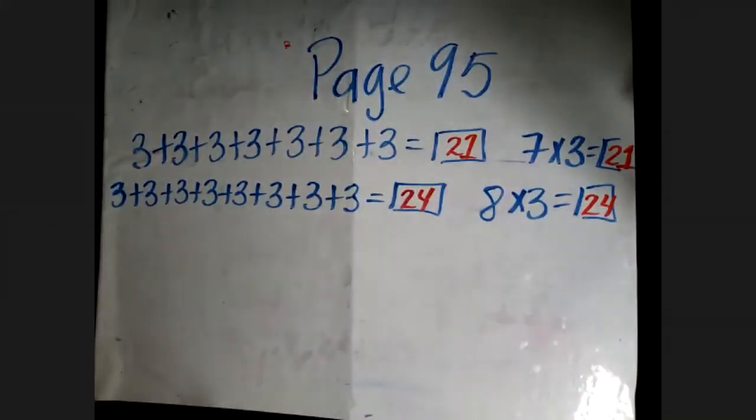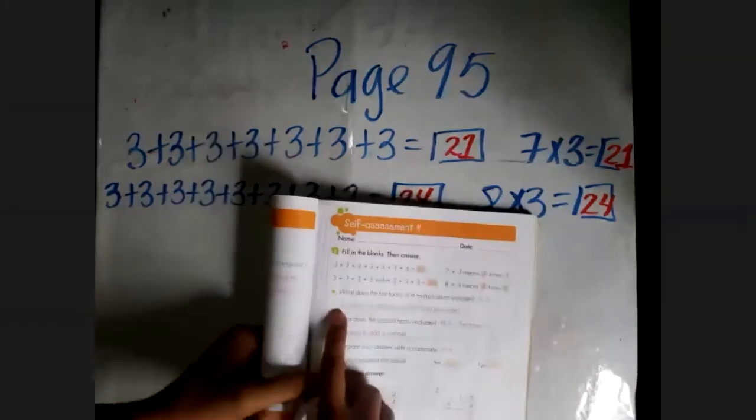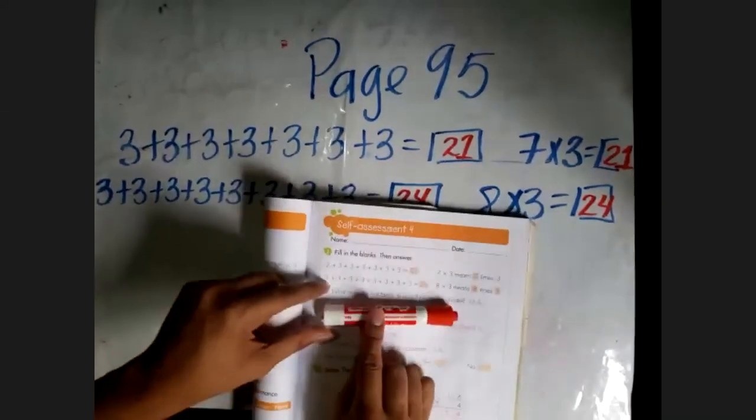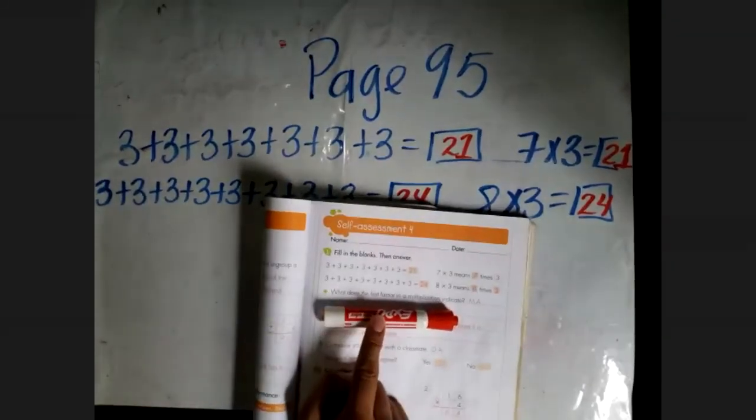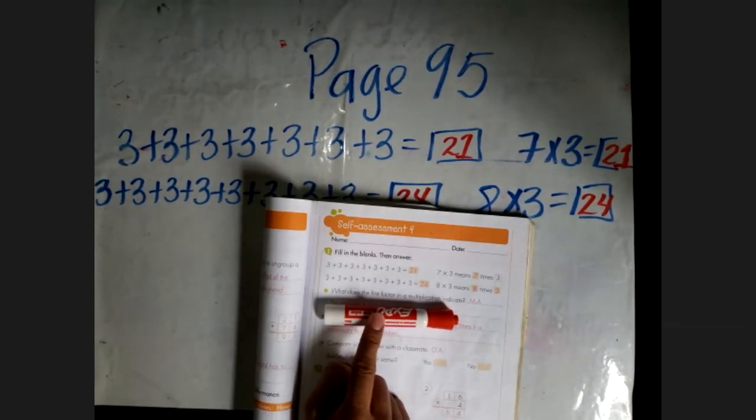8 times 3 or 3 times 8, and the answer is the same, right? Now, we're gonna answer the questions that are there. Okay, can you please read the first question, Andre? Read the first question that is here. What does the first factor in a multiplication indicate?